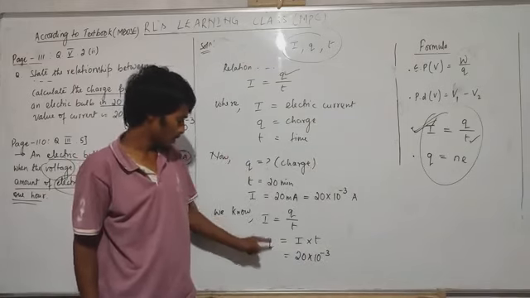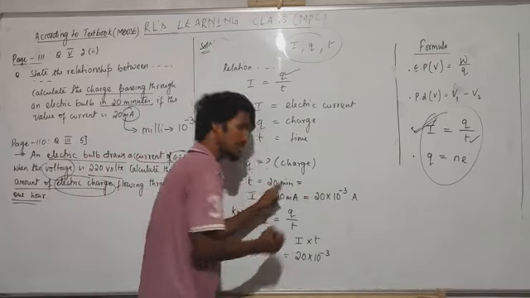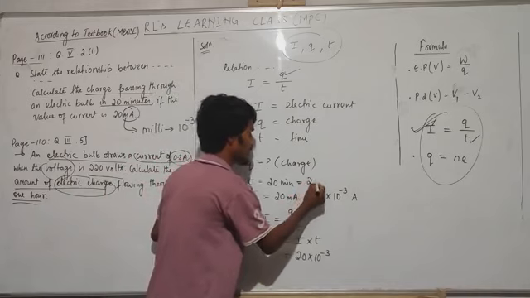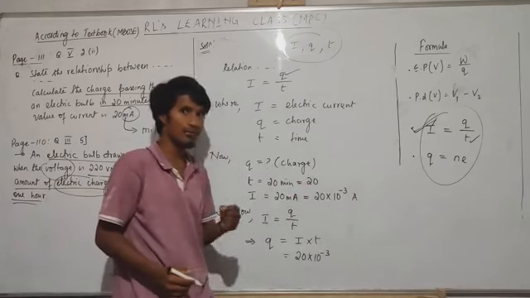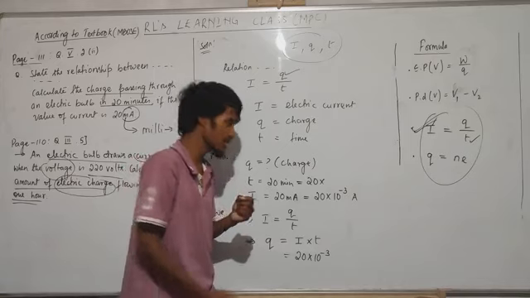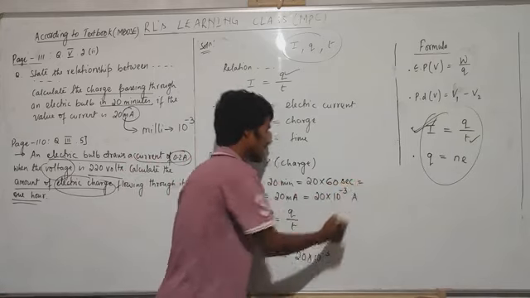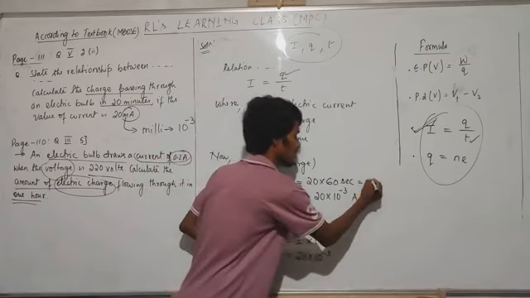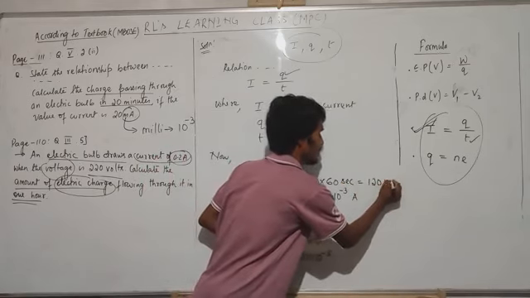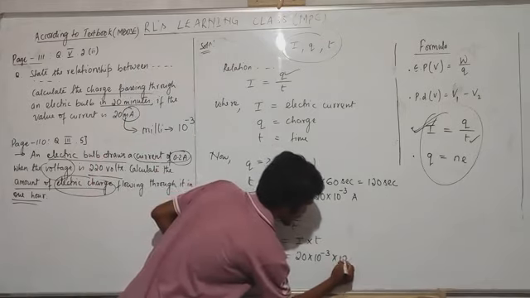And then T. What's the value of T? T is 20 minutes. Again, this also is not SI unit, so we have to change it to SI unit. Minute you have to convert to second. One minute is equal to how many seconds? 60 seconds. Then 2 into 6 will be 12, so 120 seconds. In place of T, I write 120.